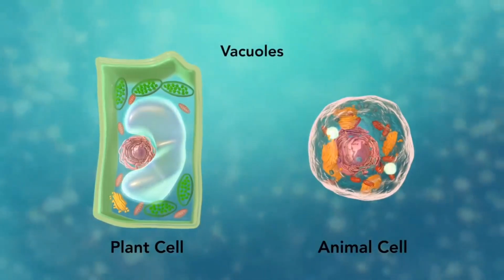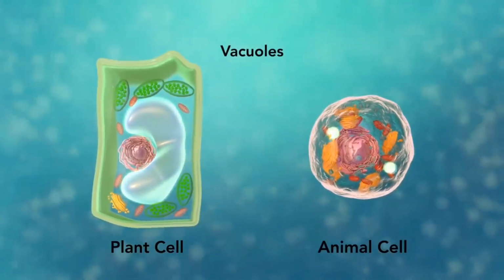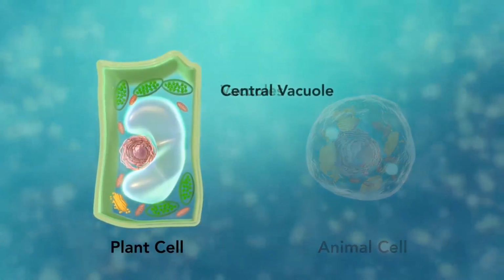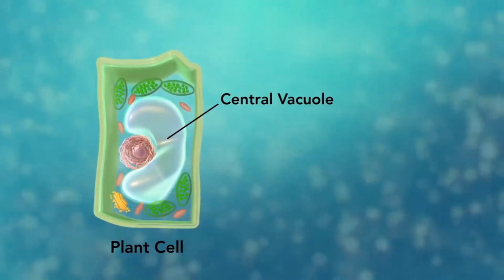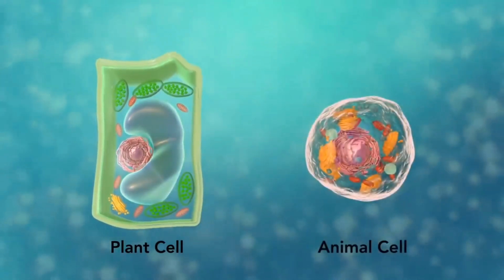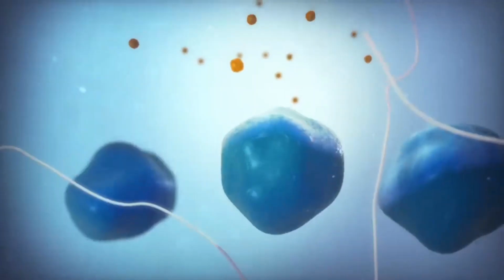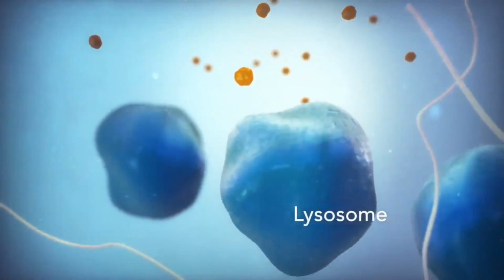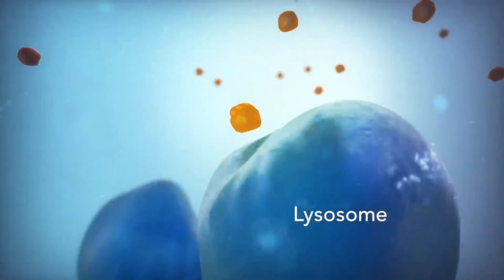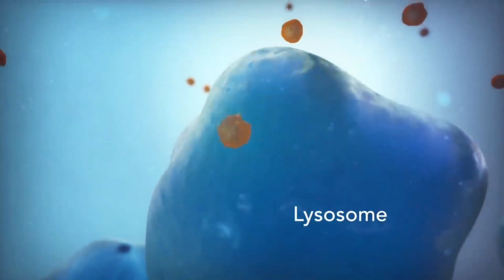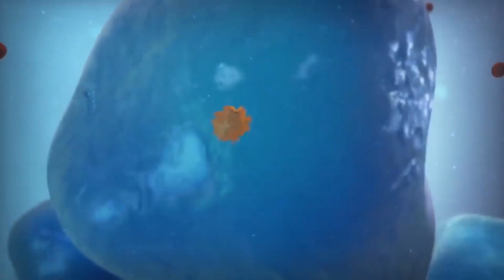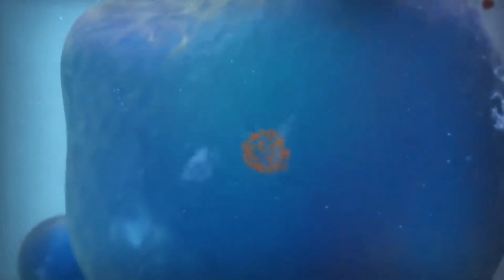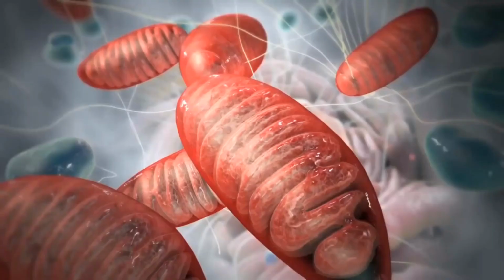Vacuoles are sac-like structures that store different materials. Here, in this plant cell, the central vacuole stores water. Going back to the animal cell, you will see an organelle called a lysosome. Lysosomes are the garbage collectors that take in damaged or worn-out cell parts. They are filled with enzymes that break down the cellular debris.